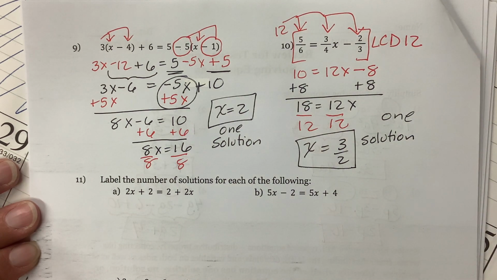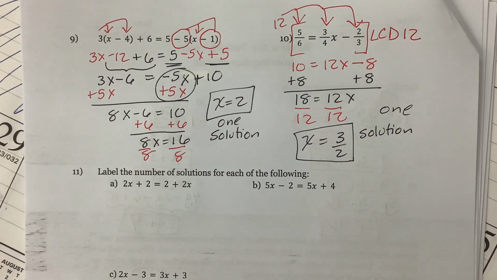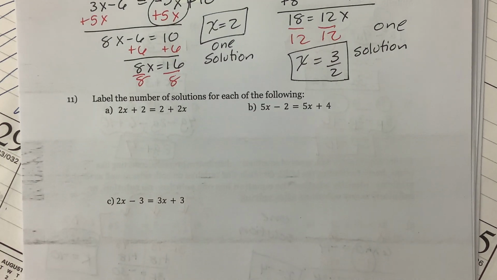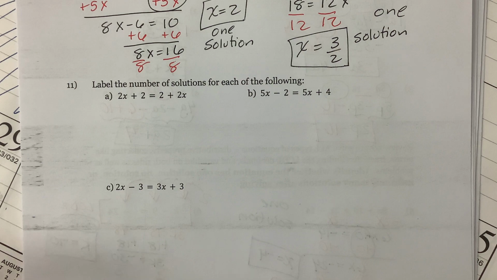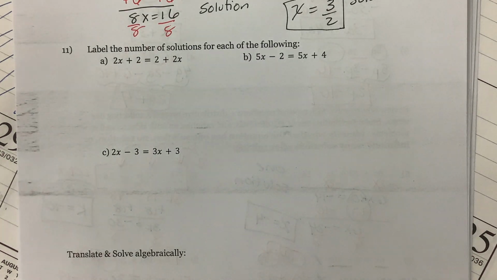Or sometimes they say one unique solution. It means the same thing. All right, label the number of solutions for the following problems. That's what we've been doing all along. I know, we're just gonna keep going.